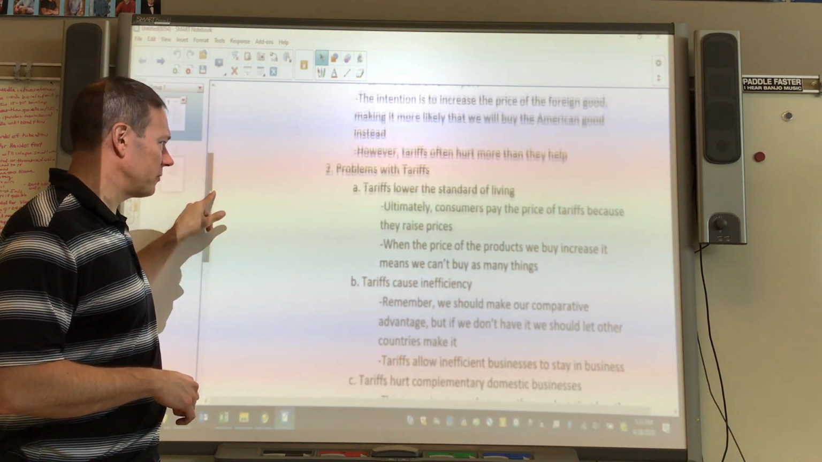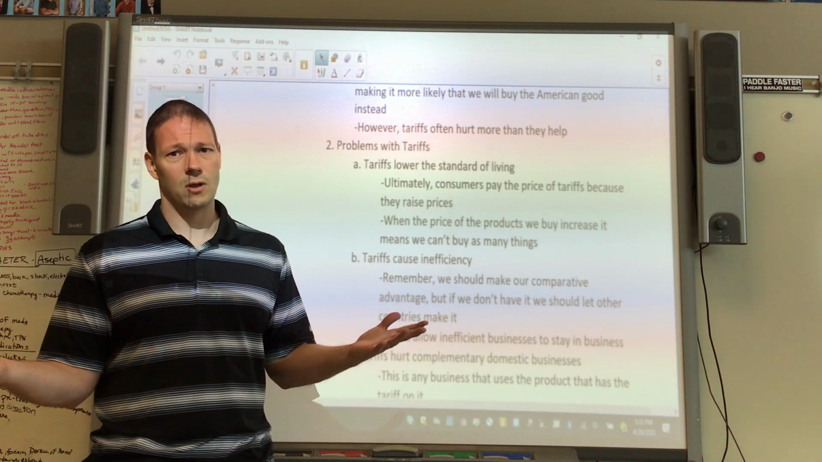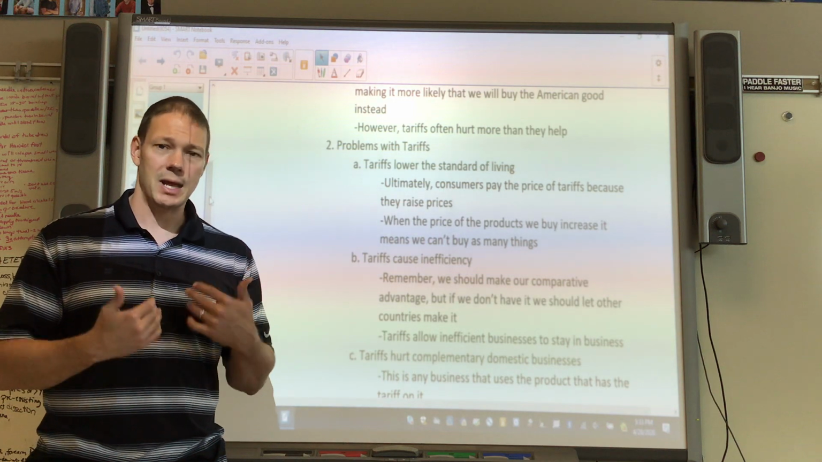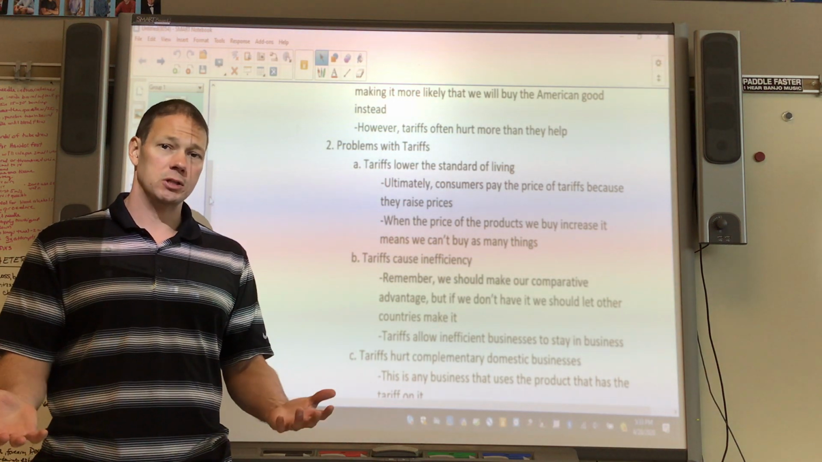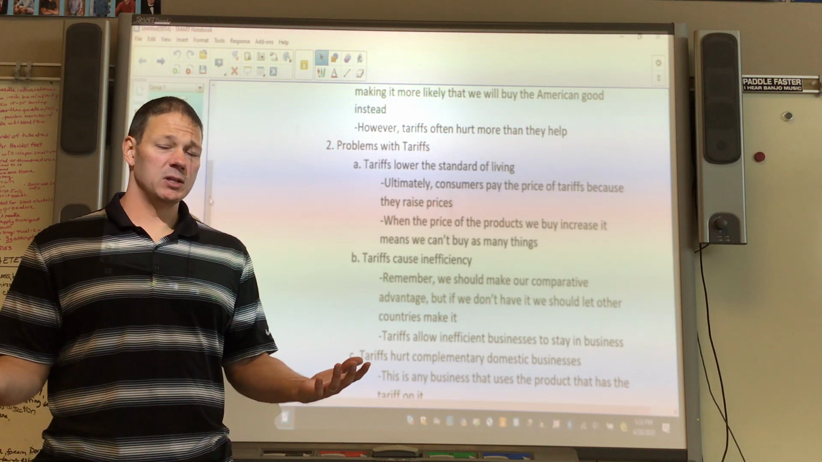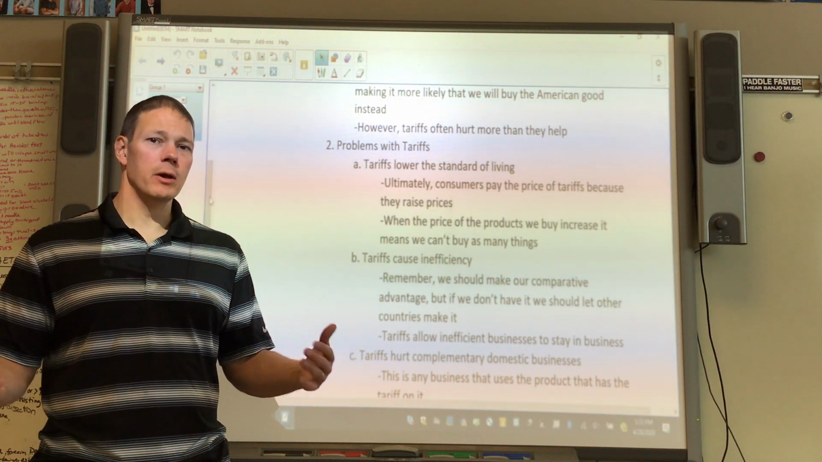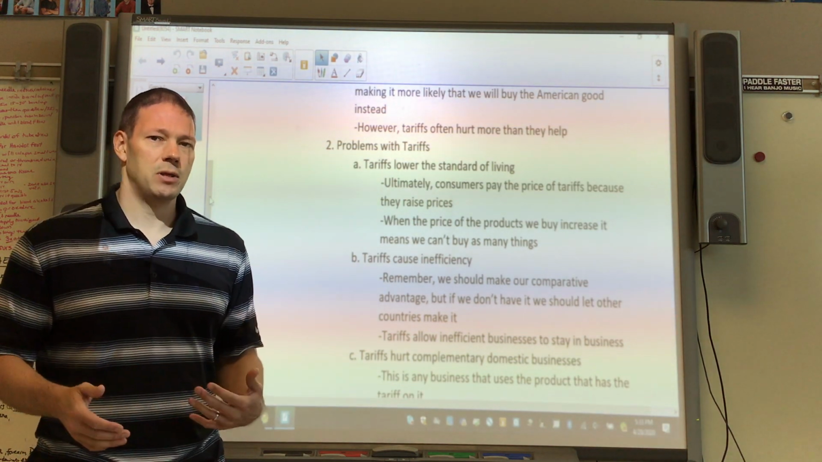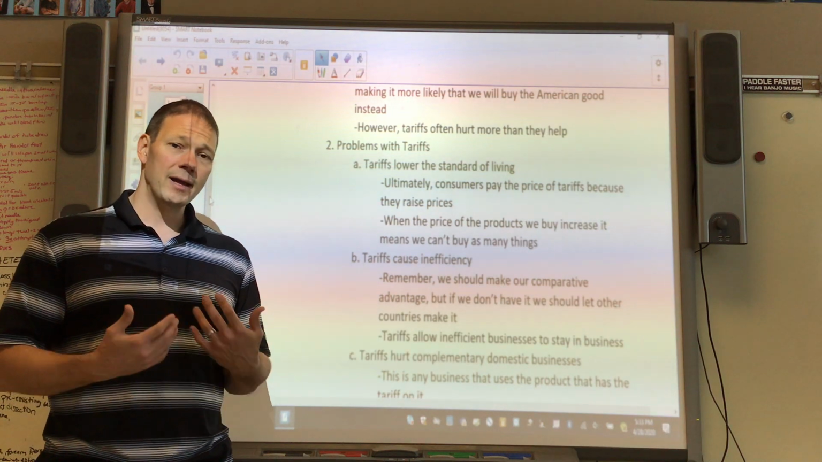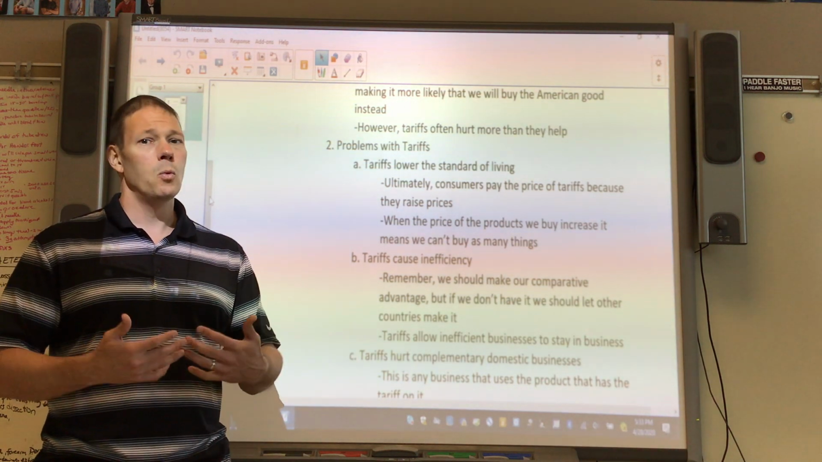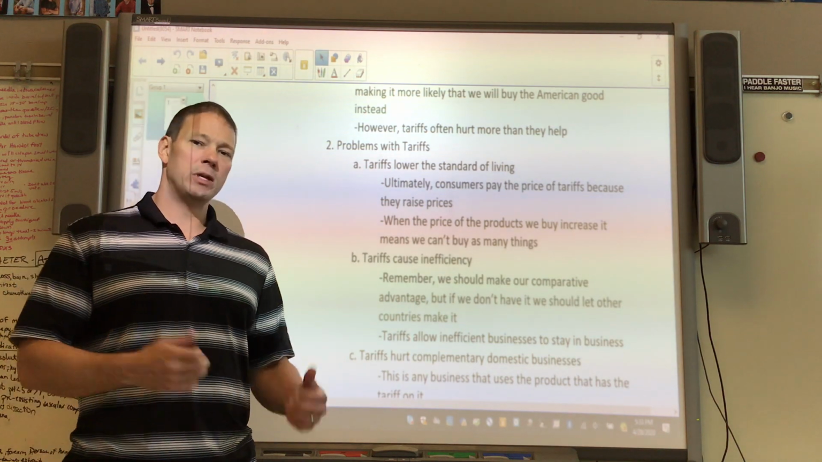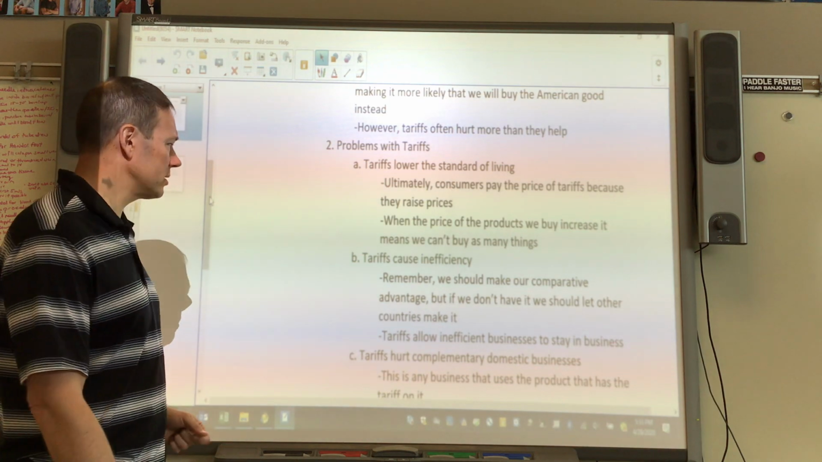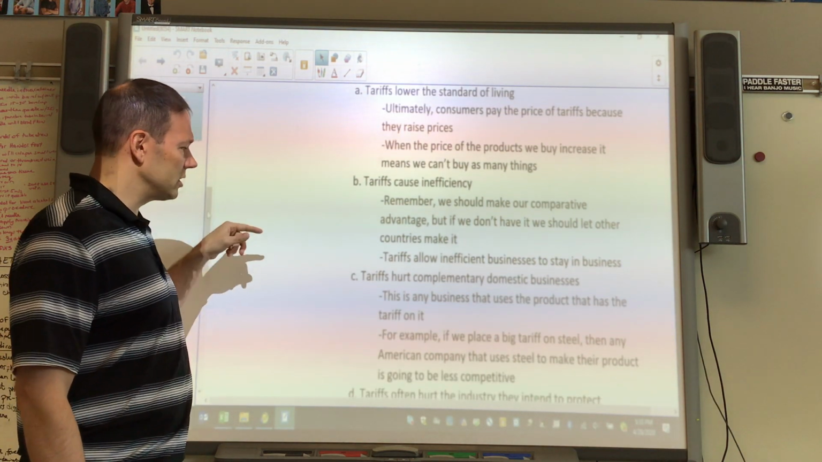All right, so problems with tariffs. The first one, in general, tariffs lower the standard of living. Very simply put, it's us as consumers that end up having to pay higher prices for goods. If we're going to raise the price of goods, be that foreign or domestic goods, doesn't matter. If we raise the price of goods, we can't buy as many things. If we can't buy as many things, our standard of living goes down. And so ultimately, it's the American consumer, which is almost everybody, who is going to be hurt by this. So that in and of itself makes me not a big fan of tariffs, right? Because we end up paying the cost of them. All right, but there's some other ones as well I want to dive into.